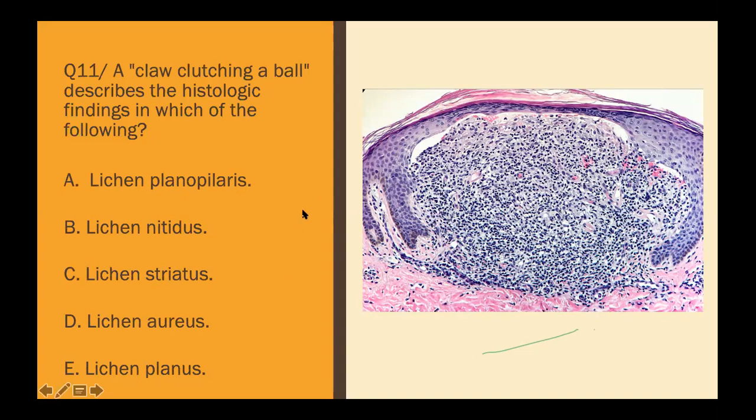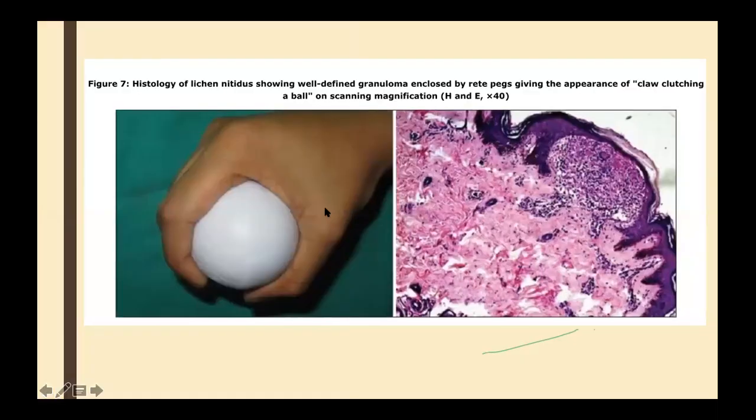Yes, absolutely right. It's lichen nitidus. As you see within the lichen nitidus, the discrete papule demonstrates lymphocytes and histiocytes, and they extend all the way to the epidermis, which makes the epidermis flattened, while the rete ridges extend downward, creating a seeming claw-clutching-a-ball appearance.